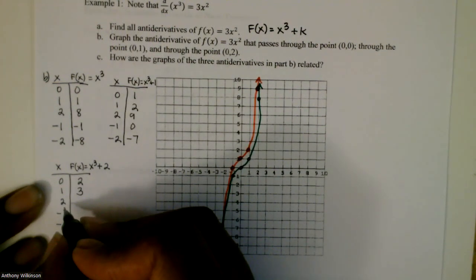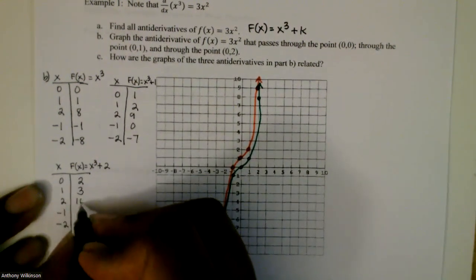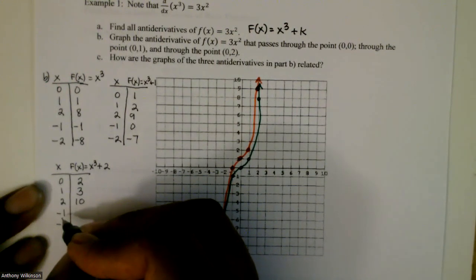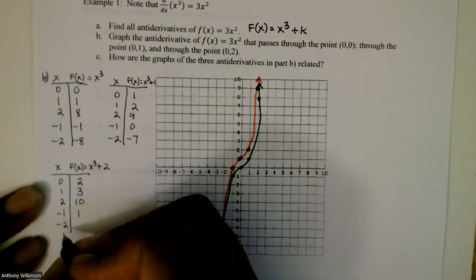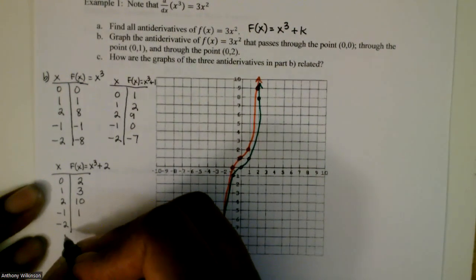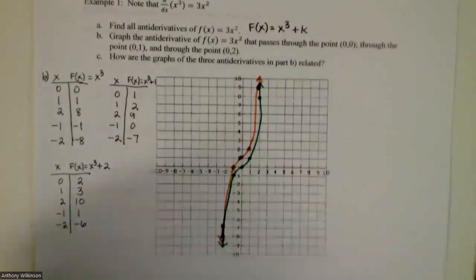And then for x is 2, 2 cubed will be 8. 8 plus 2 will be 10. And then for negative 1, negative 1 cubed will be negative 1, plus 2 will be 1. And then for negative 2, negative 2 cubed will be negative 8. Negative 8 plus 2 will be negative 6.